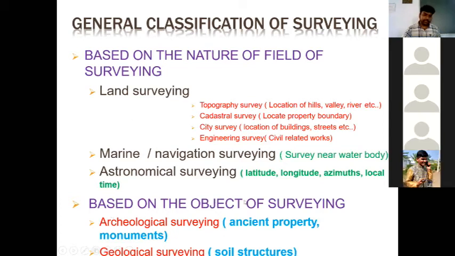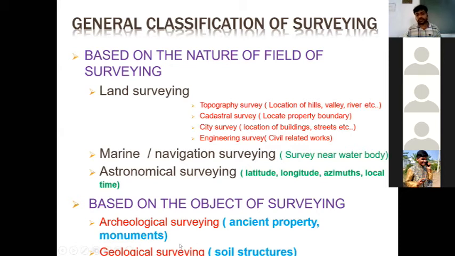Next, coming to based on the object of surveying. In the object of surveying, we're going to have archaeological survey and geological survey. In the archaeological survey, we're going to have what? Ancient property. Ancient property means whatever structures the ancient people used to leave there, for example Egypt or temples. Those are all ancient properties, or you can say monuments. So that also we're going to survey.